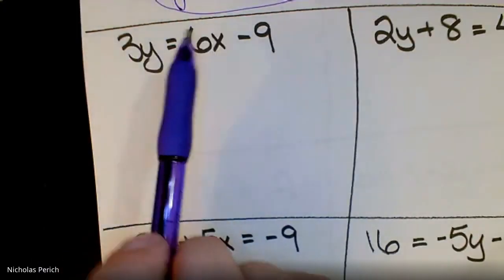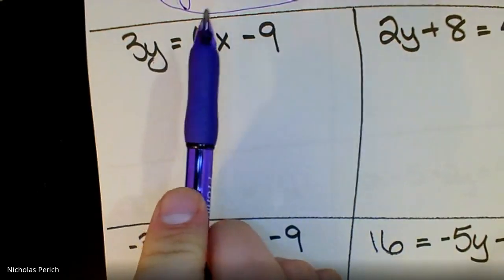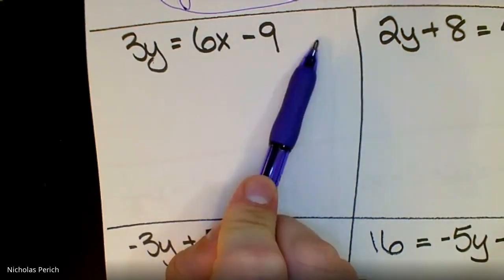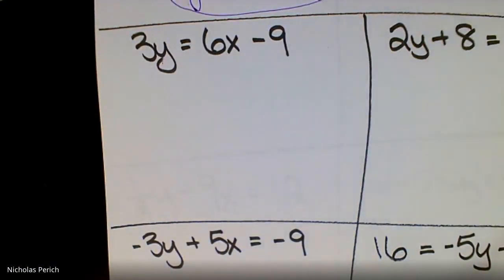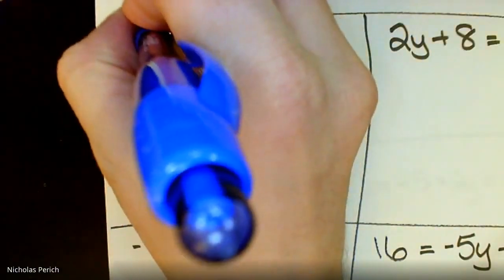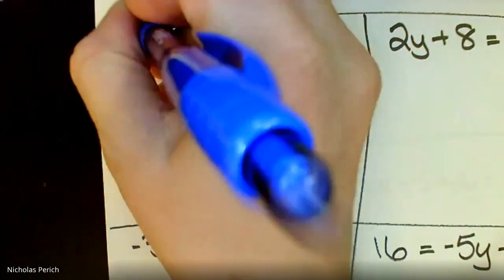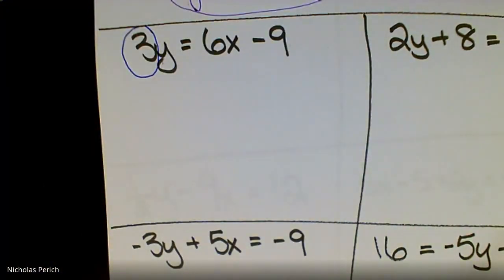I have 3y equals 6x minus 9. Is y all by itself? No. What is in the way? 3. The 3 is not floating around. It's attached to y, and it's attached through multiplication. How do I get rid of it? Chime in, please, whether it's the chat or in person. Divide.